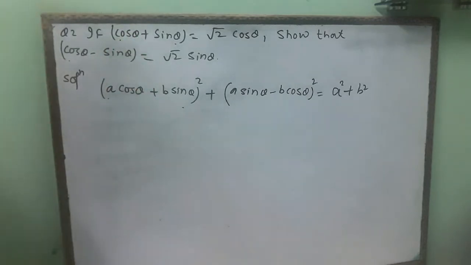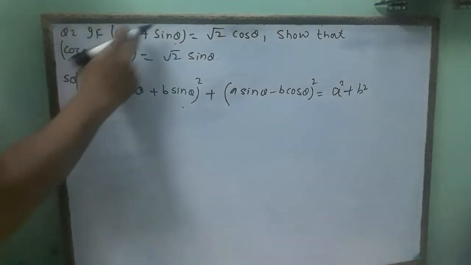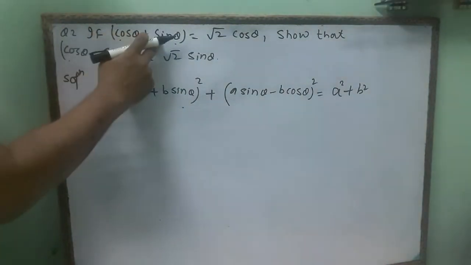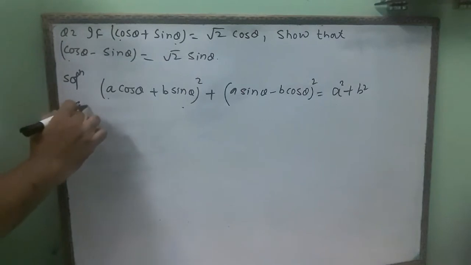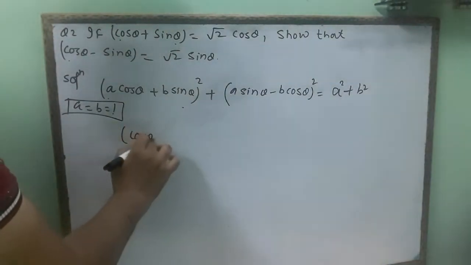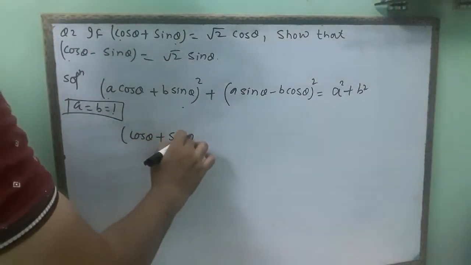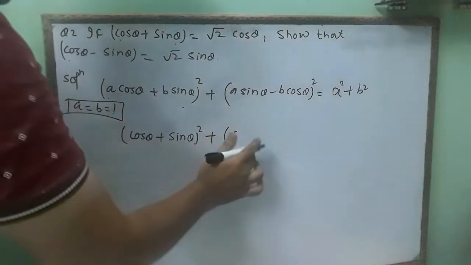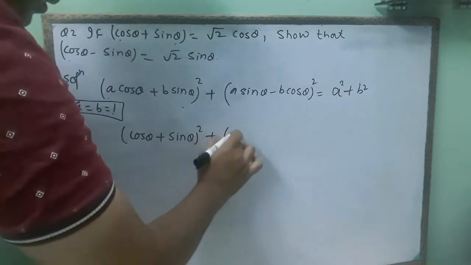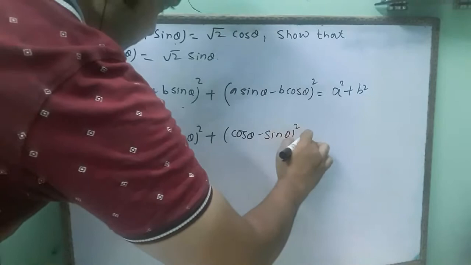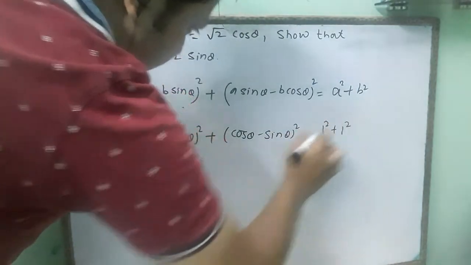So I am using this one. Here a and b are both equal to 1. See the coefficient of cos and the coefficient of sin. So a is equal to b is equal to 1. This is the process. Now put a and b as 1. This will be cos theta plus sin theta whole square plus cos theta minus sin theta whole square, which equals 1 square plus 1 square.